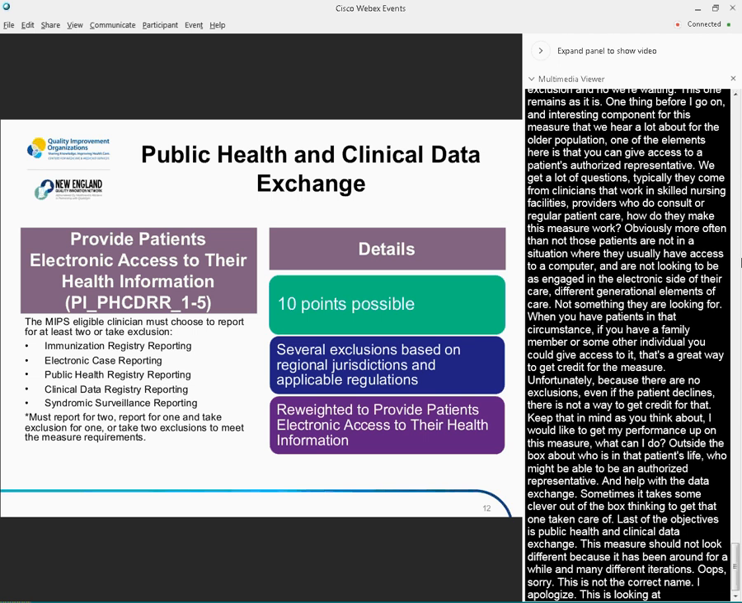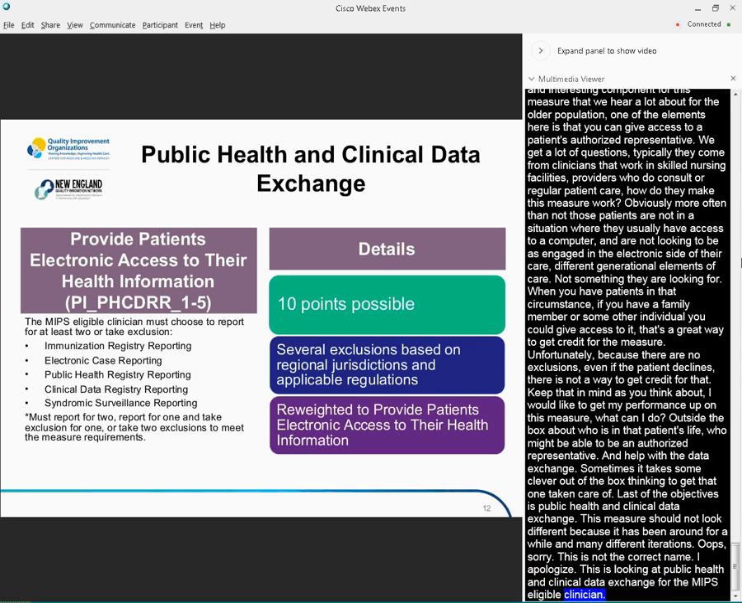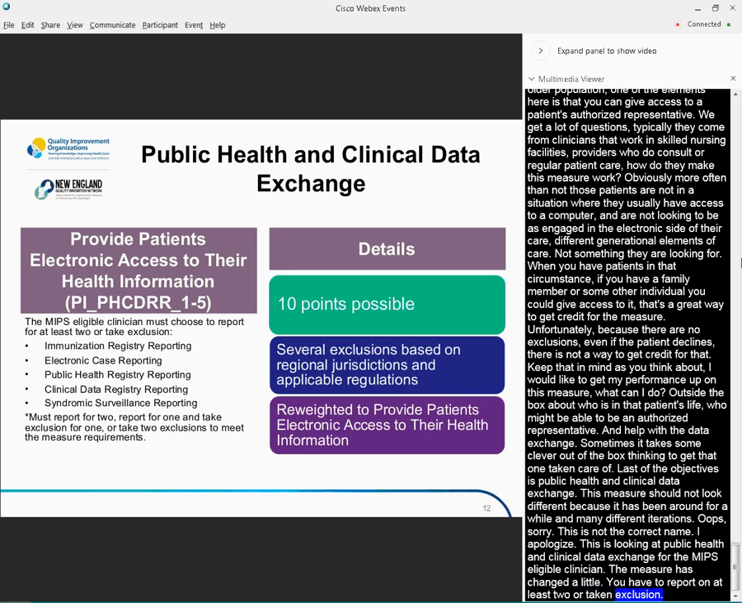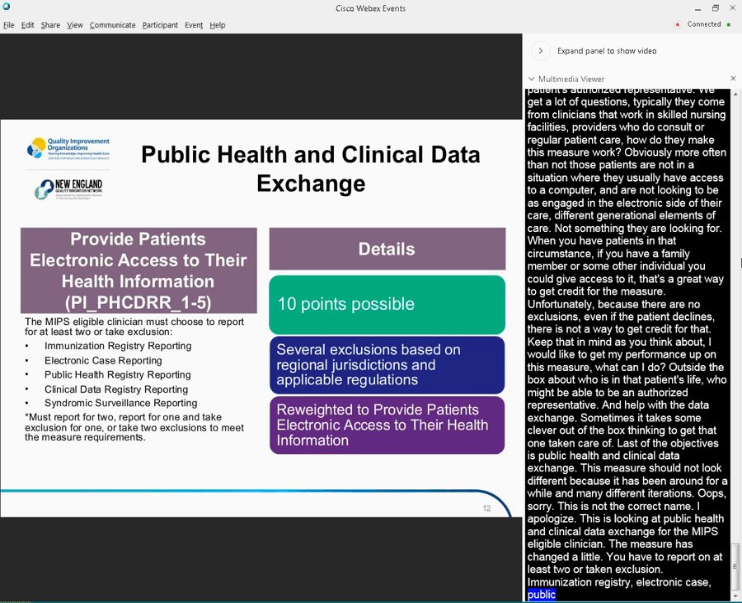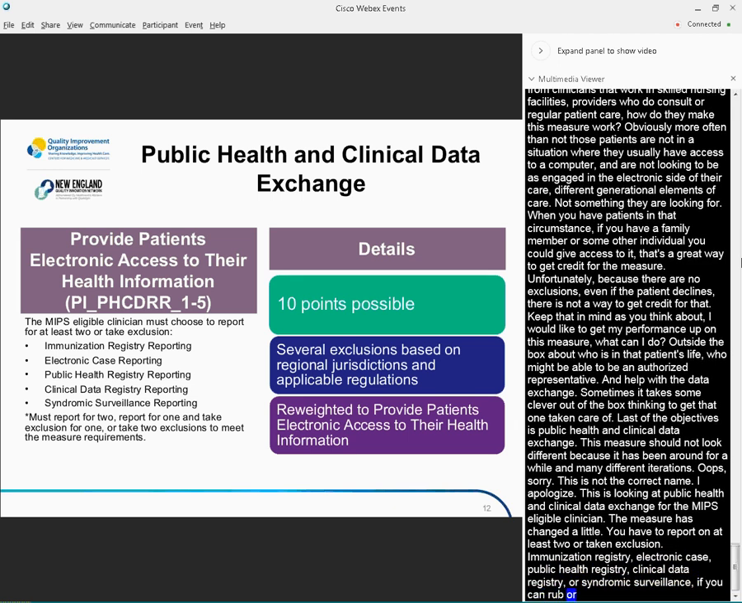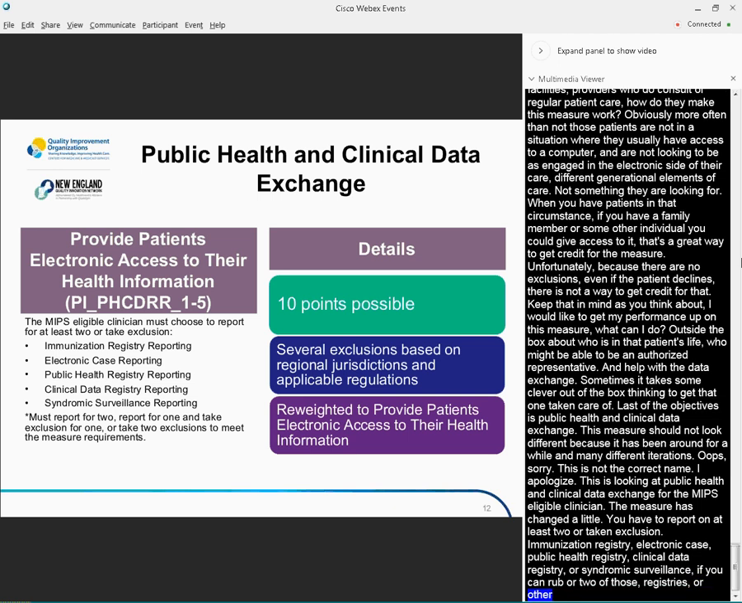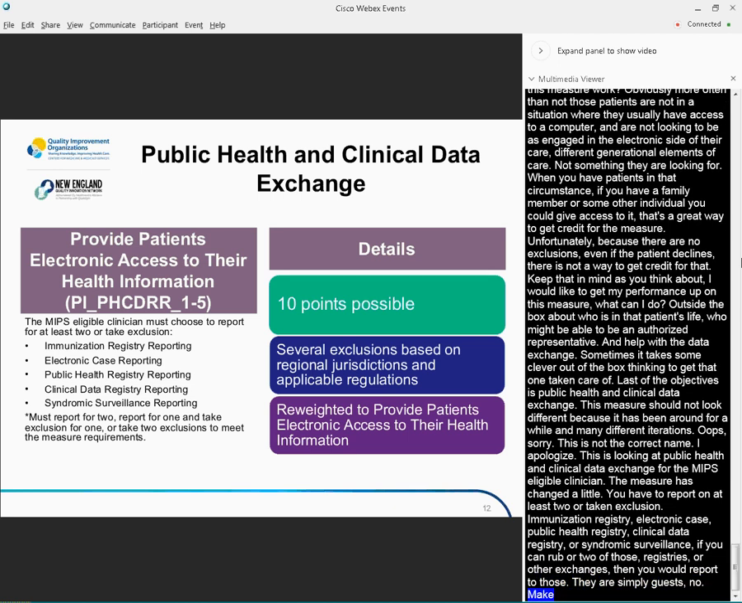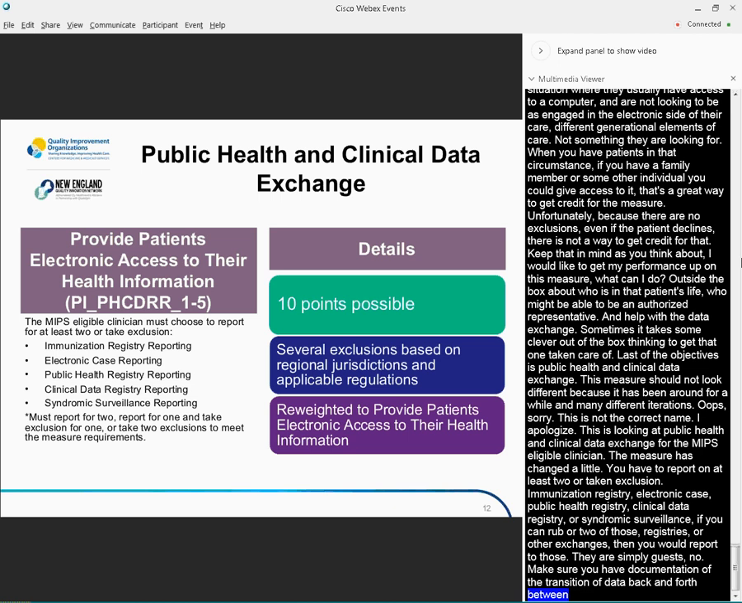For the MIPS-eligible clinician, this measure's changed a little. You have to report on at least 2 or take an exclusion. So of immunization registry, electronic case reporting, public health registry, clinical data registry, or syndromic surveillance, if you can report to 2 of those registries or other exchanges, then you would report to those, and they're simply yes/no's. And definitely make sure you have documentation of the transition of data back and forth between the registry and yourself, if it's bidirectional, or unidirectional if you're just sending to a registry like syndromic surveillance.